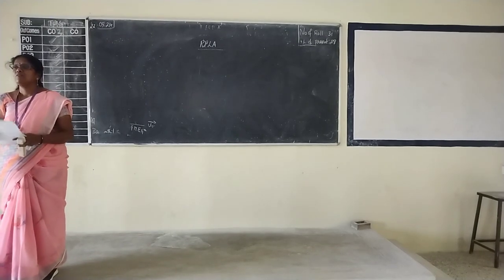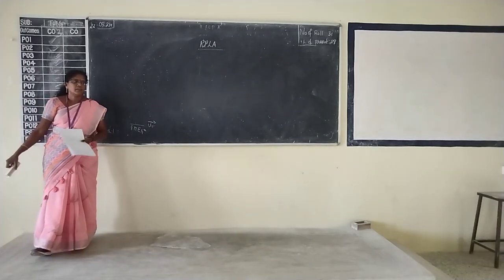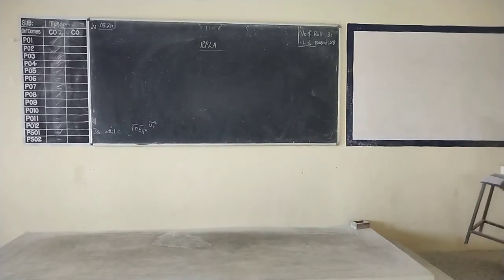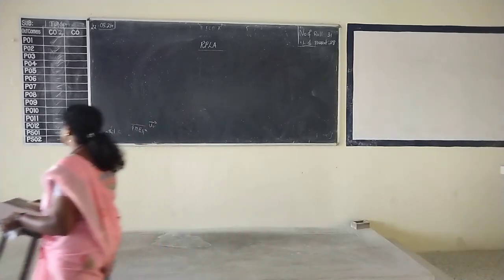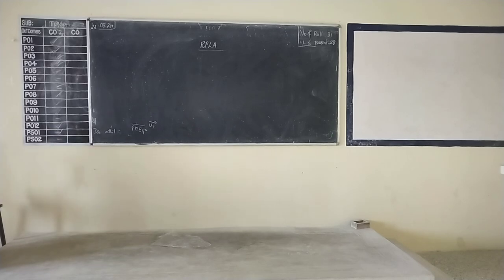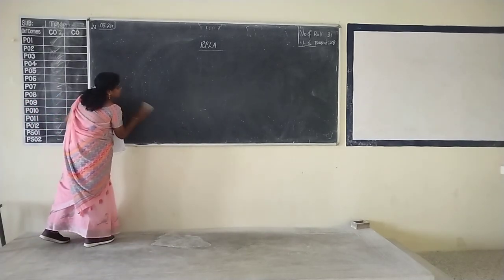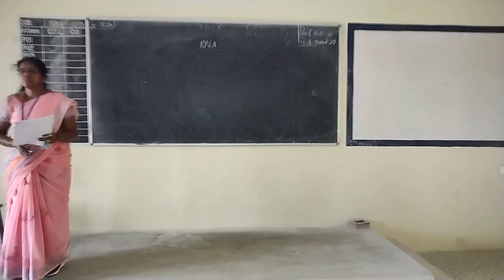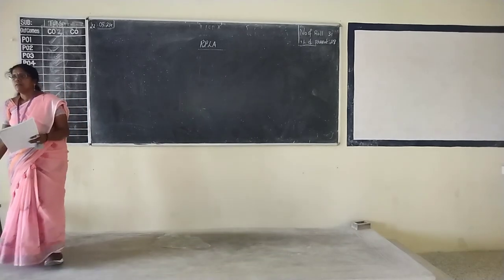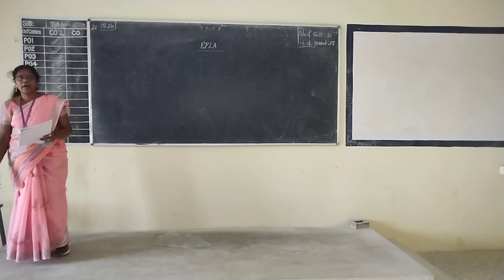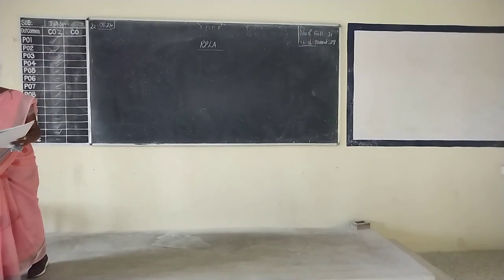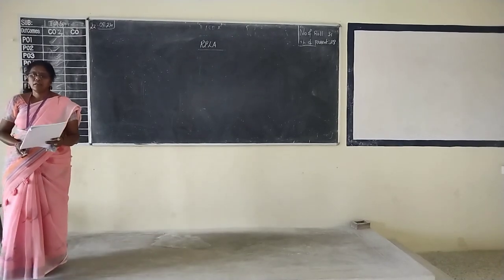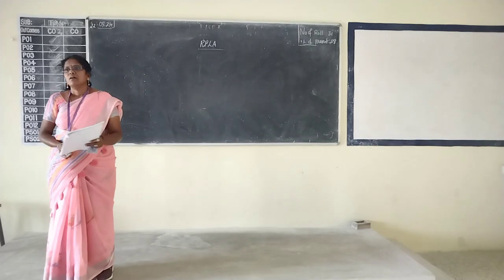First one. If patients arrive at a clinic according to Poisson process with mean rate of 2 per minute, find the probability that during a 1 minute interval, no patients arrive.